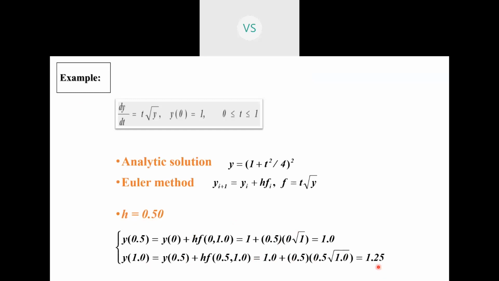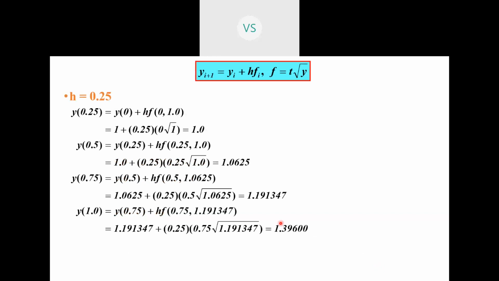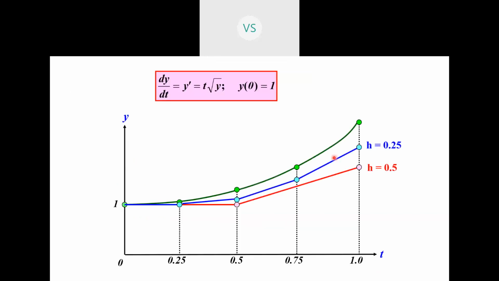So when we consider h as 0.50, you got the final value of y as 1.25. When you consider the value of h as 0.25, you got the final value of y as 1.39600. You can see over here the same equation. These are the different values of y that we are getting. The green line indicates the true value of y. We have considered two different values of h. First the increment was 0.5, then the increment was 0.25.